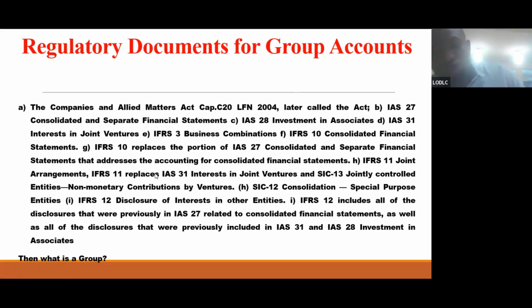So let us quickly move to the regulatory body or document for group accounts. The Companies and Allied Matters Act, Cap 20 LFN 2004, later called the Act. That's the first regulatory document that we need to look into anytime we want to talk about group accounts.